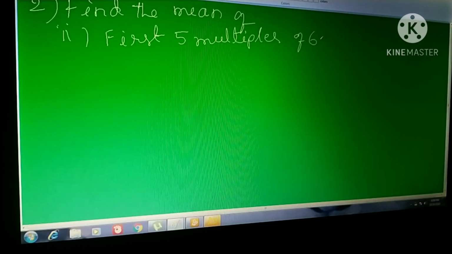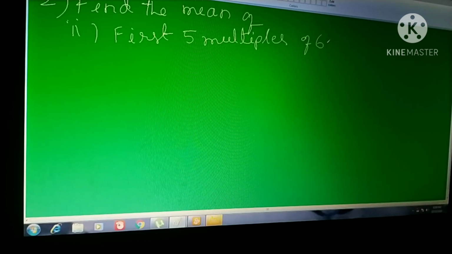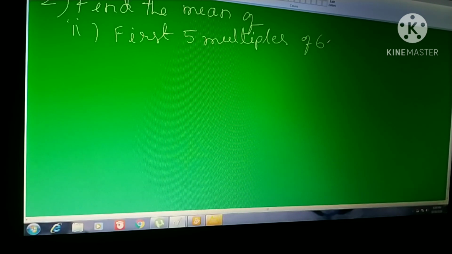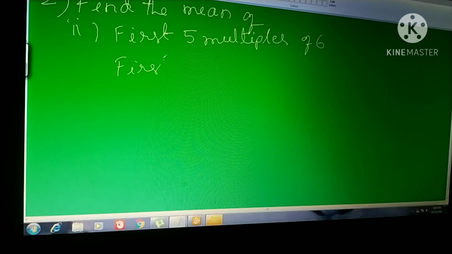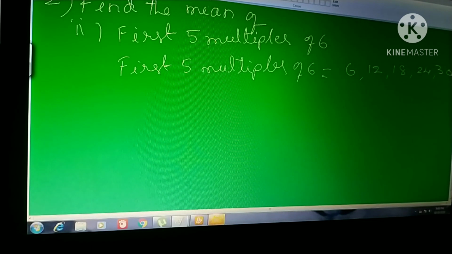Now see the second one. Find the mean of first 5 multiples of 6. So first 5 multiples means, remember the 6th table. So write down the first 5 multiples of 6. What are they here? 6, 6 2s are 12, 6 3s are 18, 6 4s are 24, 6 5s are 30. So these are the first 5 multiples of 6. Now what to do? We have to find the mean of these values. Right. Write down that one.